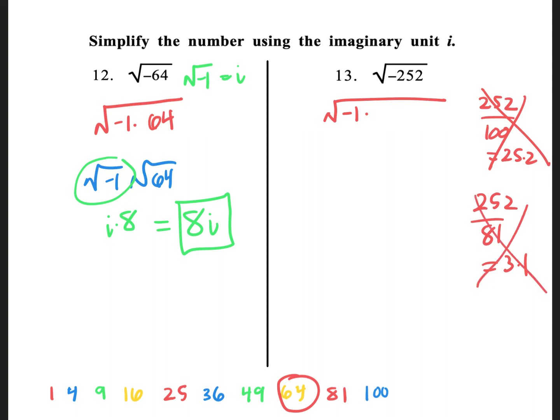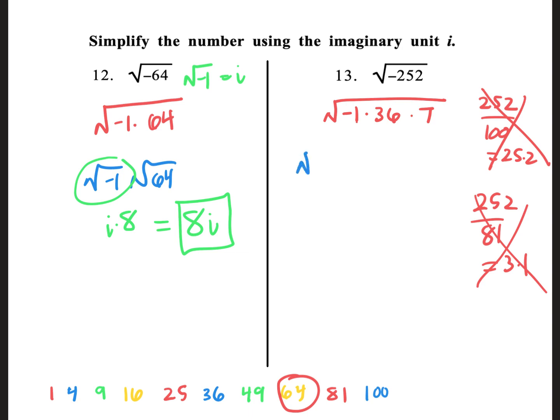So I keep going down. I'll divide it by 64, 49, 36 until I find one that does work. I think 252 can be divided by 36. It can. 252 is the same as 36 times 7. So I know 36 times 7 gives me my 252, and then we have that -1.